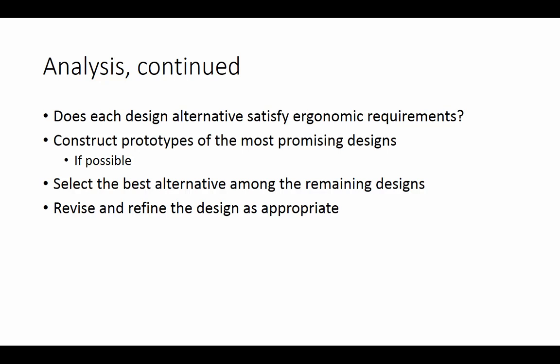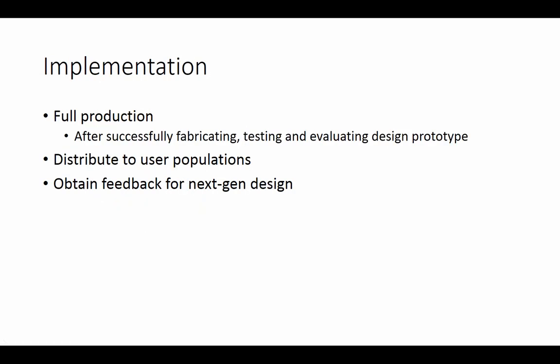Ask yourself the question, does each design alternative satisfy ergonomic requirements? If it doesn't, there's a high likelihood that your customer will not want to use it. So you need to ask yourself this question early on, before you construct prototypes. And you can construct prototypes of the most promising designs if possible, if you have the budget for that. And then after the prototypes, you select the best alternative among the remaining designs. Revise and refine that design as appropriate. And then you're ready for implementation, full production, after successfully fabricating, testing, and evaluating the design prototype.